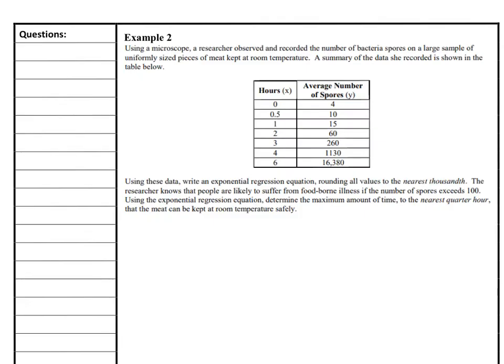And let's just take a moment to read example 2. So using a microscope, a researcher observed and recorded the number of bacteria spores on a large sample of uniformly sized pieces of meat kept at room temperature. A summary of the data is below. So after hours, the number of bacteria spores obviously increases. So using the data, write an exponential regression equation. So we know that if it's exponential, it's going to look like something like that.